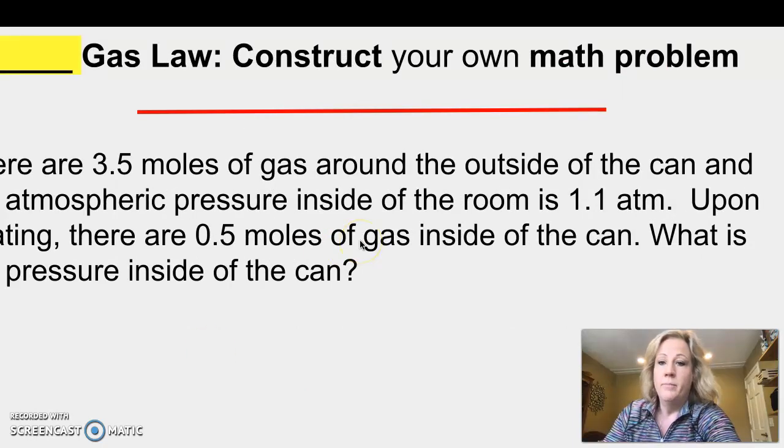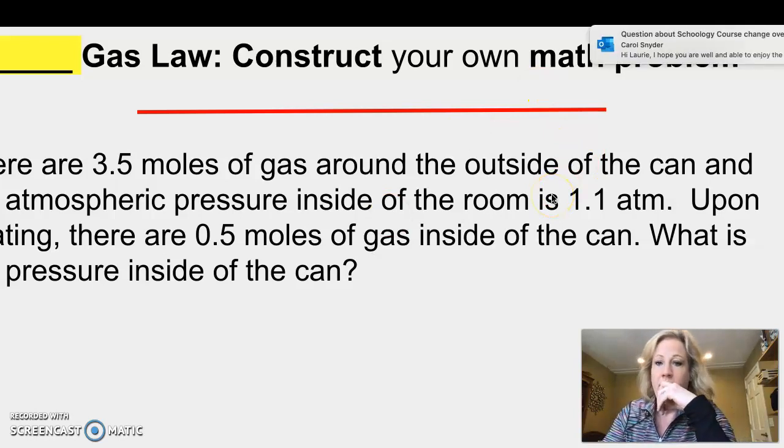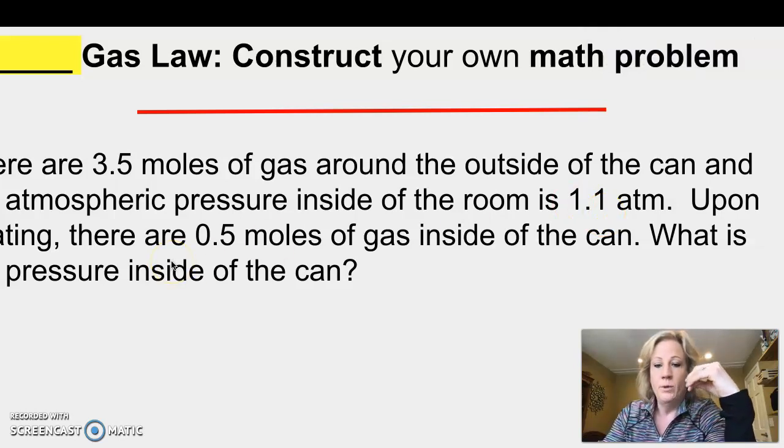Here is a math problem that I constructed. Let's say there's 3.5 moles of gas around the outside of the can, and the atmospheric pressure is 1.1 atm. And then once it was heated, there were 0.5 moles of gas inside of the can. So my question is, what would be the new pressure inside of the can?